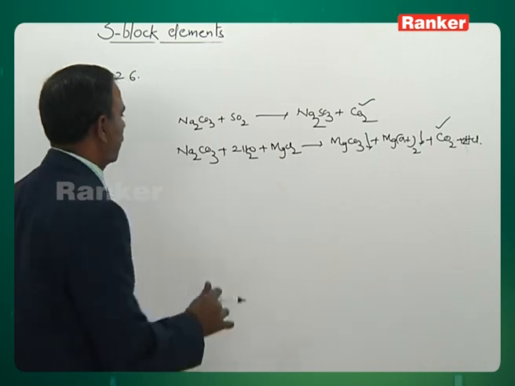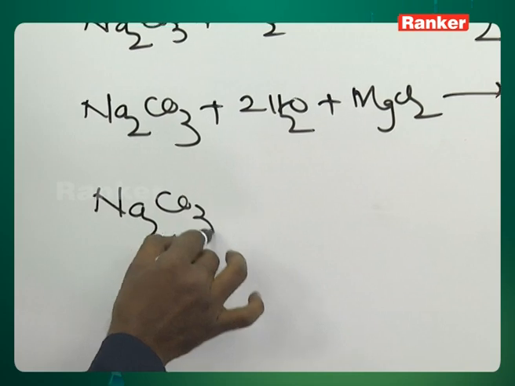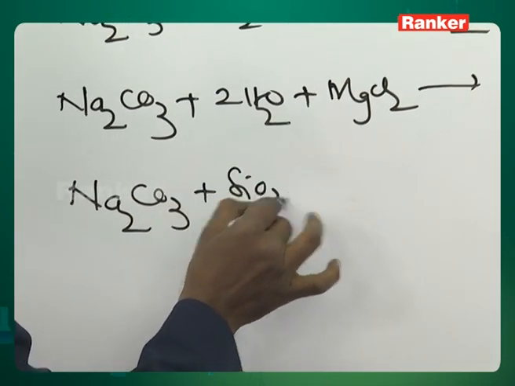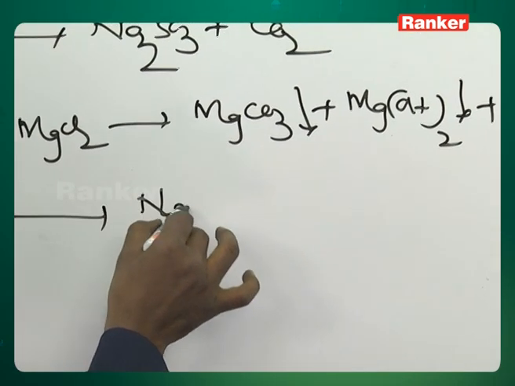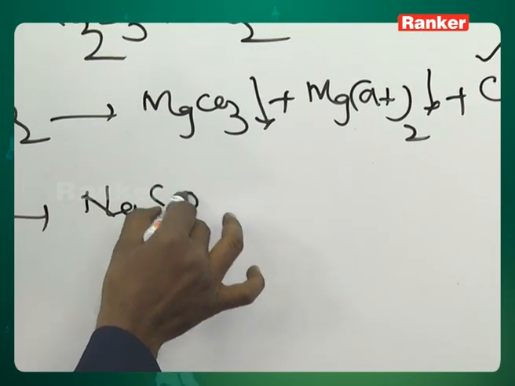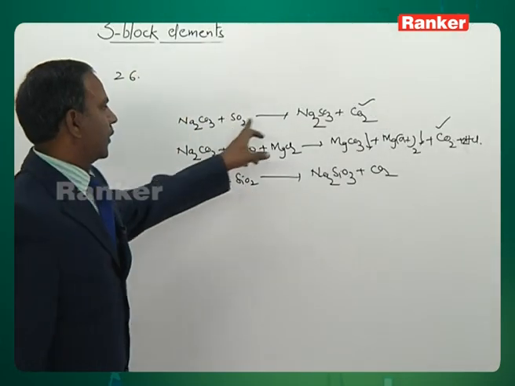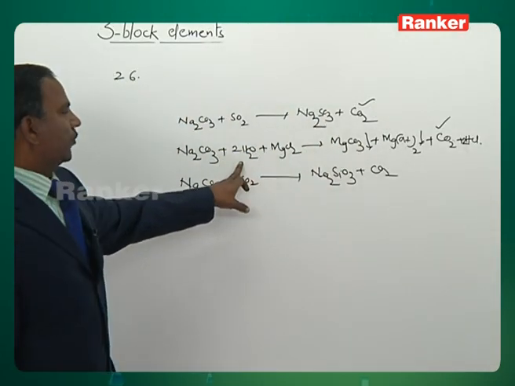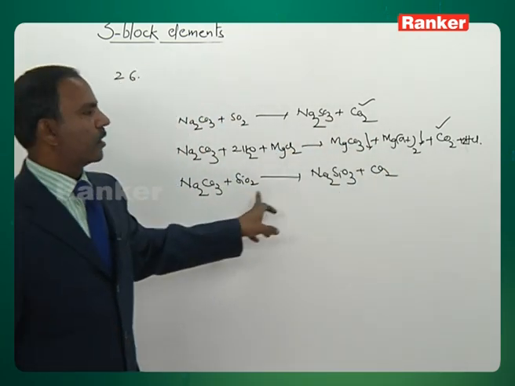Next, coming to option 3, SiO2. Na2CO3 plus SiO2, you are getting Na2SiO3 plus CO2. See, SO2 is giving CO2, aqueous MgCl2 also giving CO2, and again sodium carbonate with silica is also getting CO2.